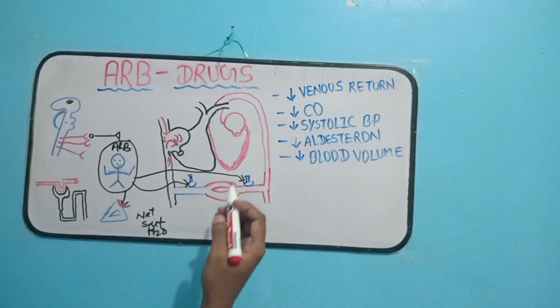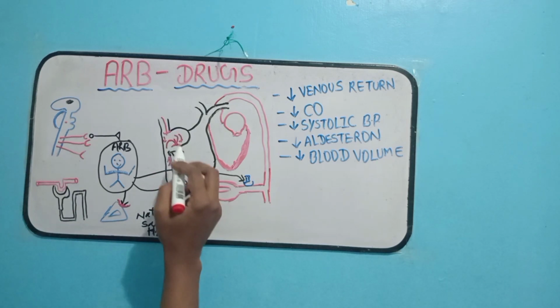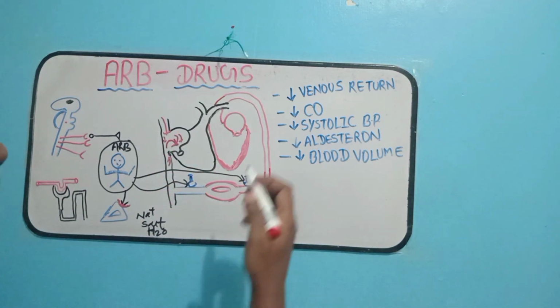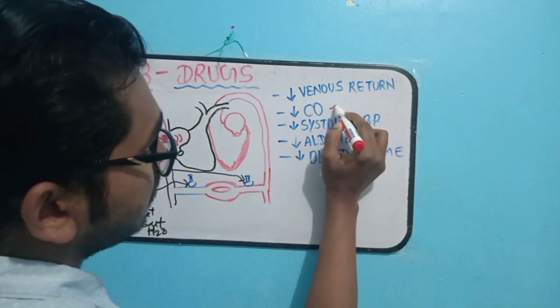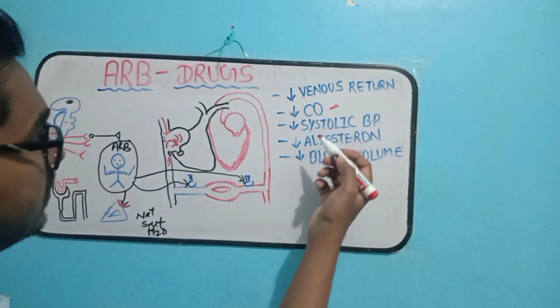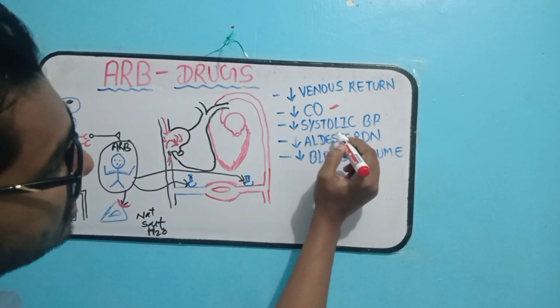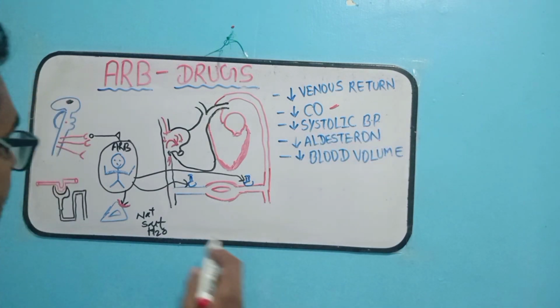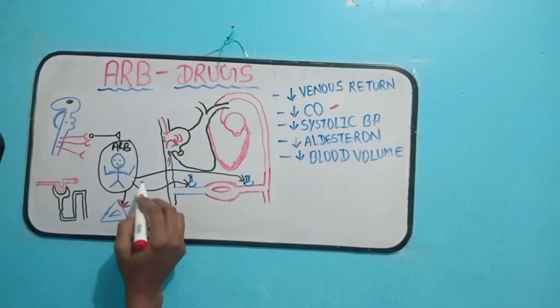And also if there is reduced venous return, then there will also be a reduced cardiac output, and there will also be a decrease in the systolic blood pressure. And we have to look here now.